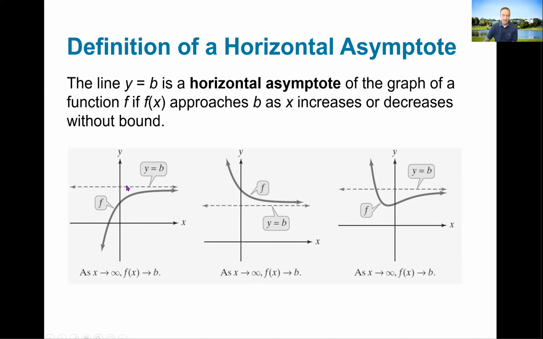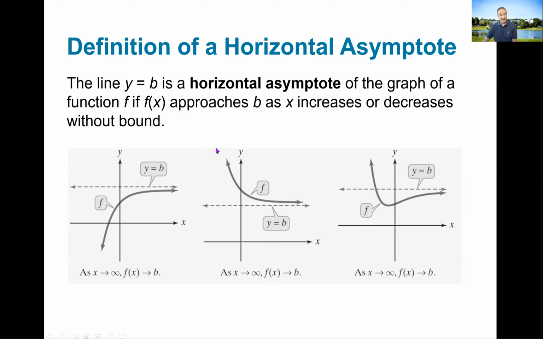So if b is a value of 5, at this point it might be 4.5. At this point, it might be 4.8. At this point, it might be 4.9. It's going to get closer and closer and closer to 5 if that horizontal line there is y equals 5. It'll never hit 5, but it'll get very, very close.